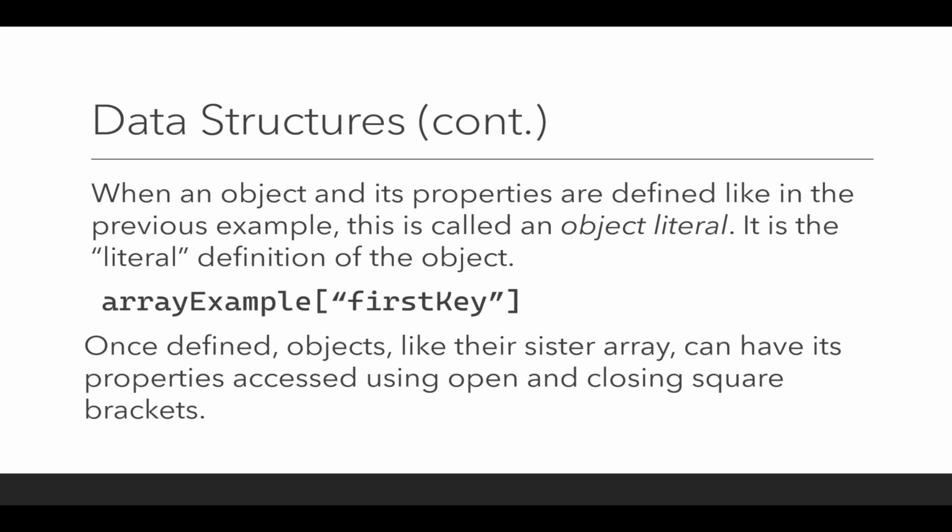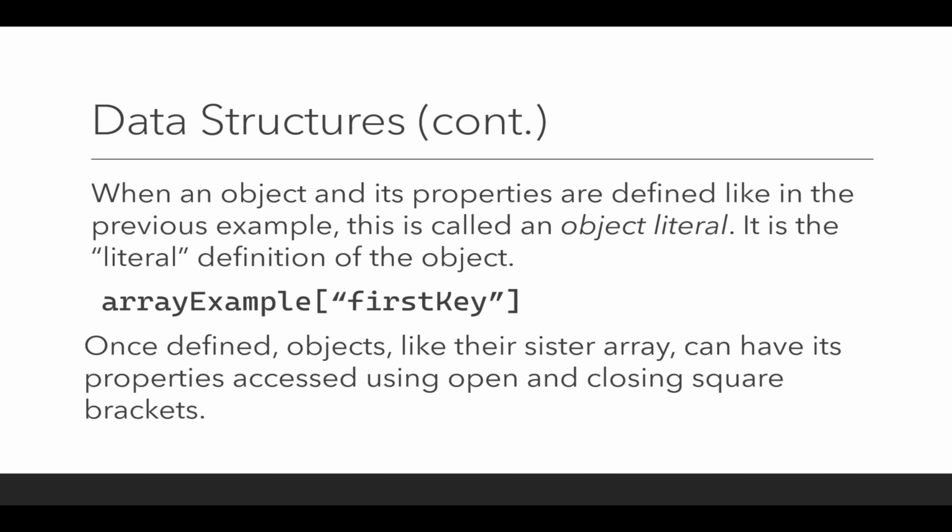When an object and its property are defined like in the previous example, just gone over, this is called, again, an object literal. It is called this because it is the literal definition of the object. We are defining both the object and its properties in one set of code. We are literally defining it.